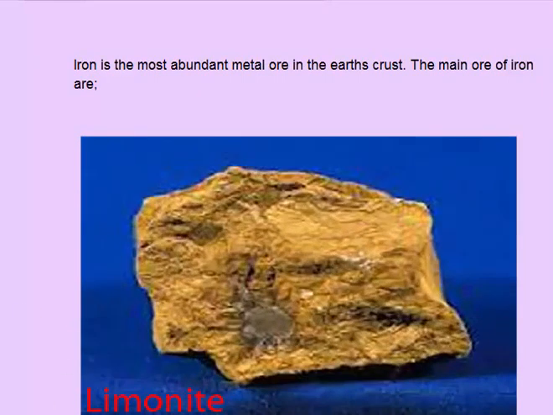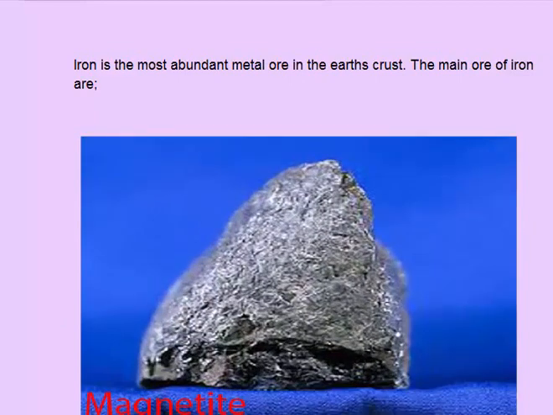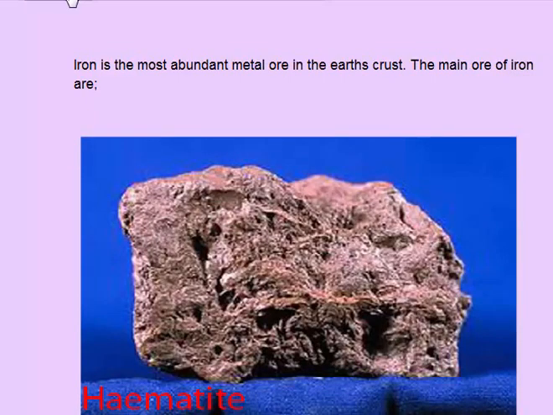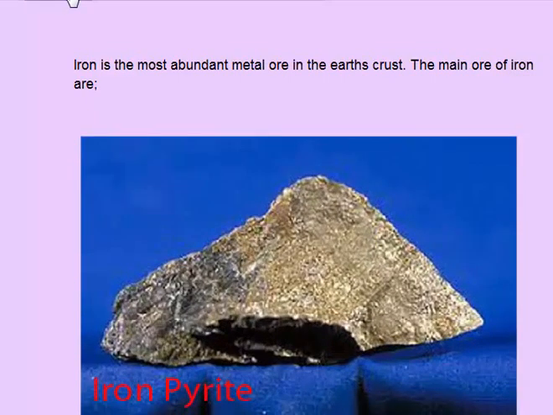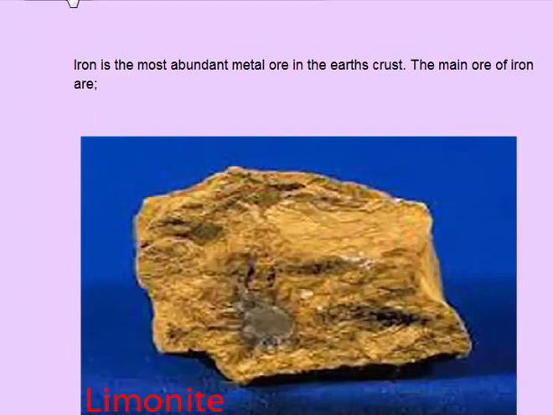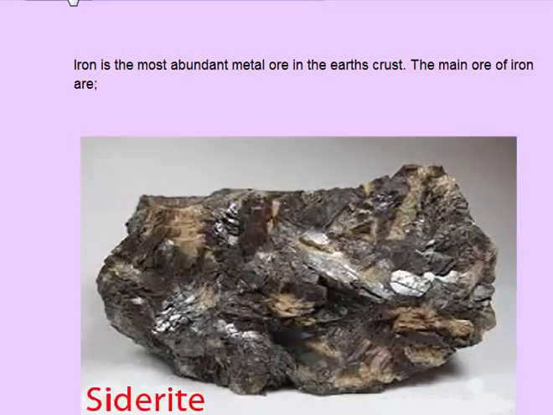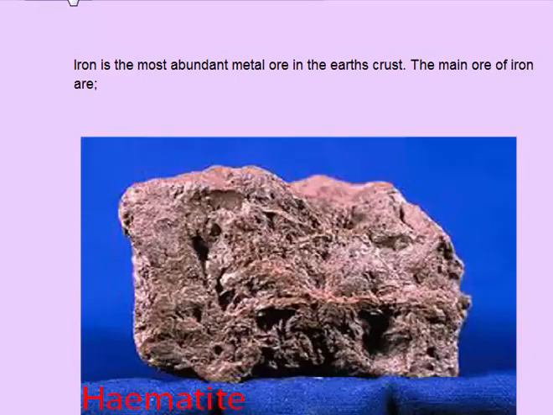The main ores of iron are hematite, magnetite, limonite, siderite, and iron pyrite. All these ores, with the exception of pyrite, are used in extraction of iron. Iron pyrite is used in manufacture of sulfuric acid because sulfur impurities affect the properties of steel.